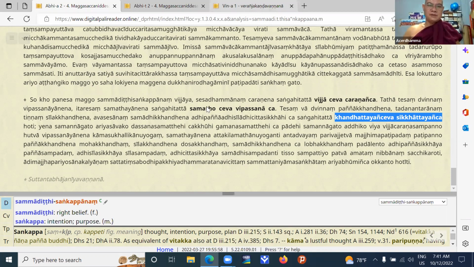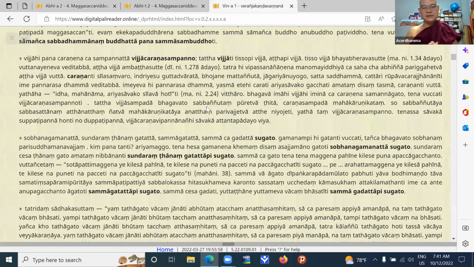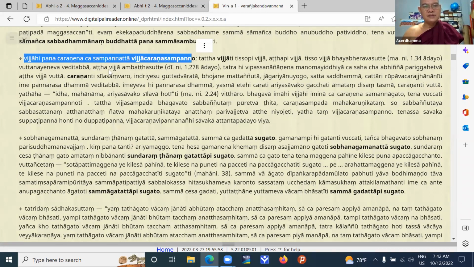Vijjacaranasampanno, one of the attributes of the Buddha. So what is vijjacaranasampanno? It is the attributes of the Buddha, attributes which are vijja and carana sampanna.